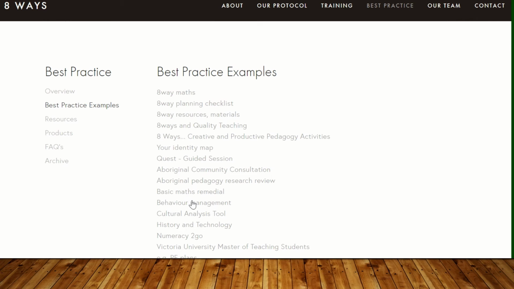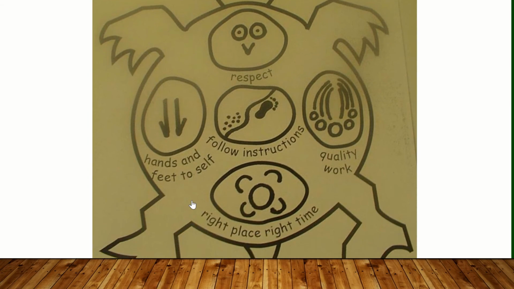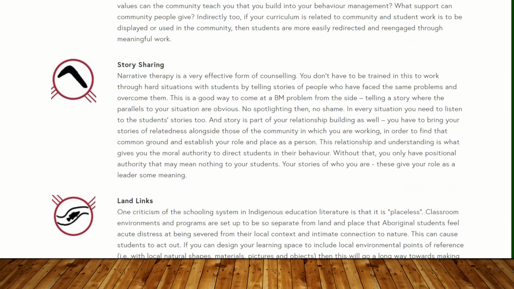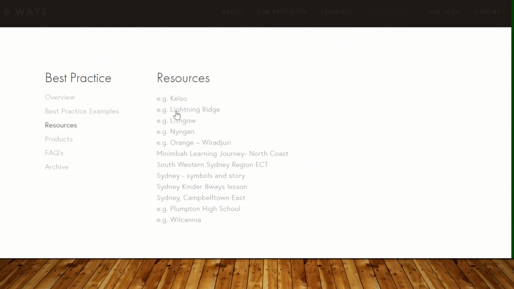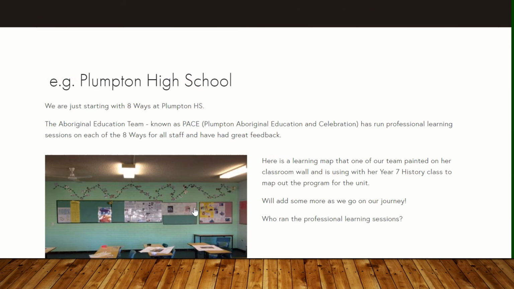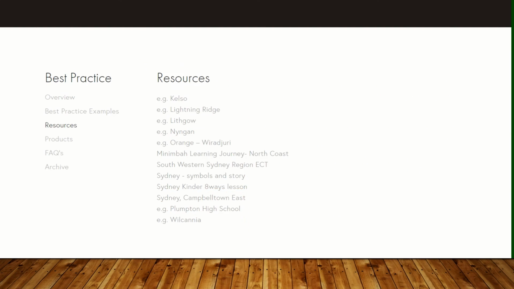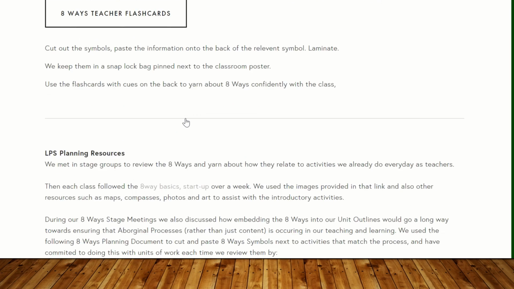Another example is Behavior Management, which says how teachers could use 8 ways of behavior management: respect, hands and feet to self, follow instruction, quality work, and right place right time. Further, there are several resources of what teachers and schools used with the 8 Ways of learning. Likewise, they have provided the most realistic and practical strategic ideas to demonstrate my understanding of cultural impacts while embedding the Aboriginal perspective.